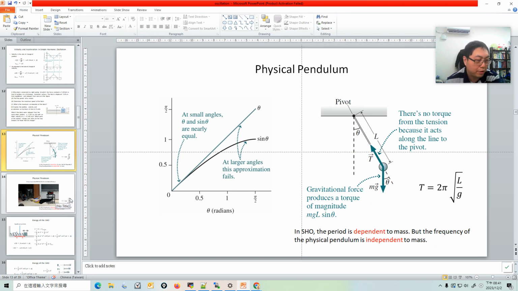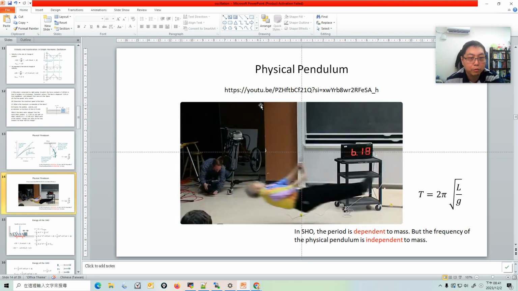There is a very famous example of this, and you can watch this video by yourself. It is a real experiment showing that the period of a pendulum has nothing to do with the mass of the system. In this video, it used a small ball on a pendulum and measured the period.